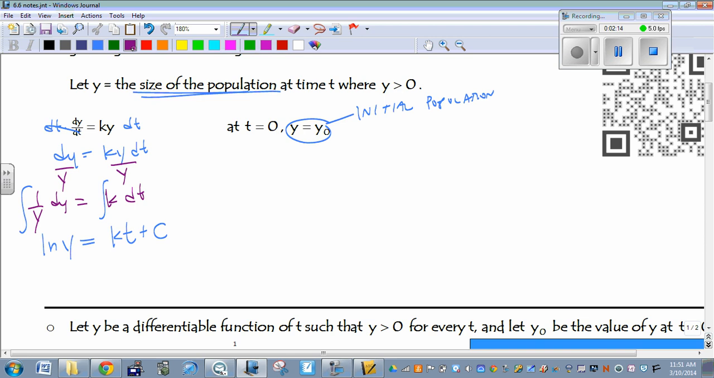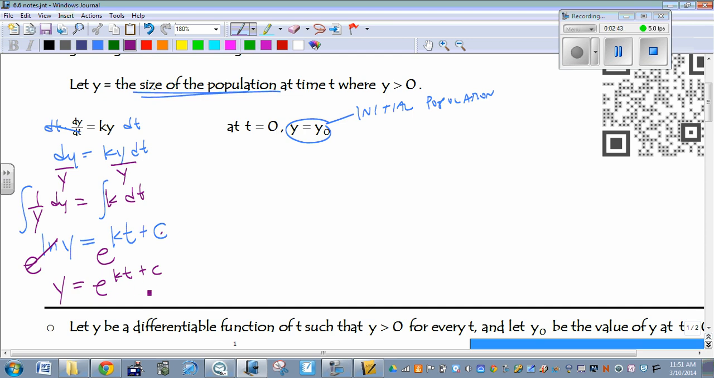Now remember, our goal here is to solve this for y. So we need to get this y by itself. To do that, what I'm going to do is take e to the natural log of y equals e to the kt plus c. Because taking e to this power is the inverse of taking the natural log of something, log base e. So since these are inverses, these are going to cancel out, and we get y equals e to the kt plus c. Right, that whole thing is the exponent.